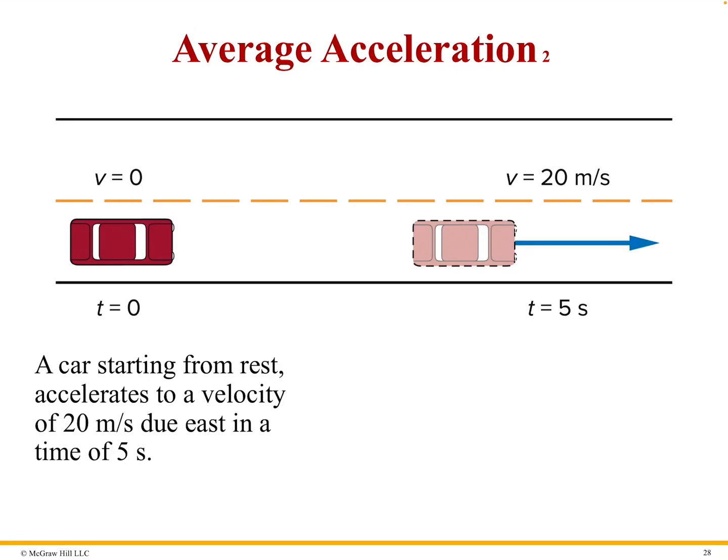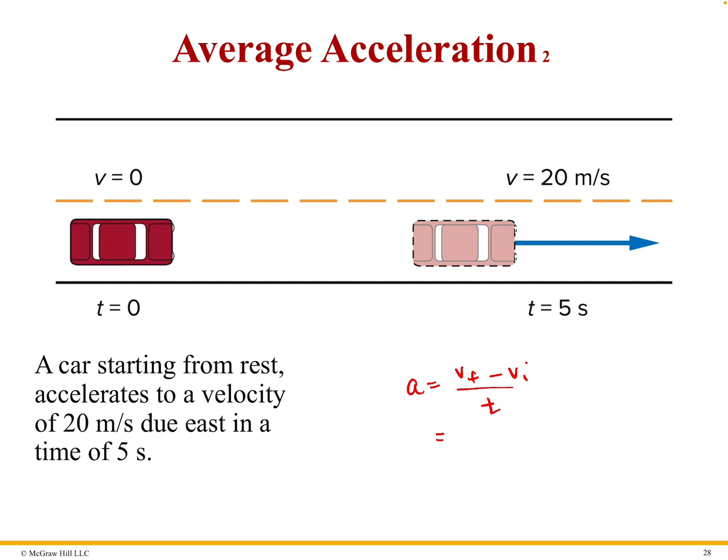Okay, here is where we left off, guys. So we're on average acceleration still. This says that a car is starting from rest and accelerates to a velocity of 20 meters per second due east in a time of 5 seconds. So how do we find the average acceleration? That's just taking final velocity minus initial velocity over time.